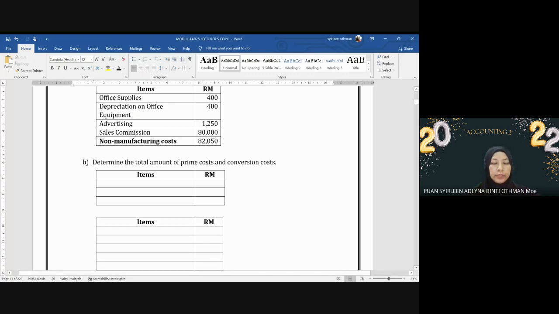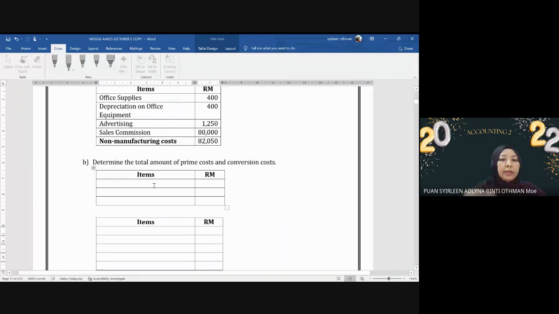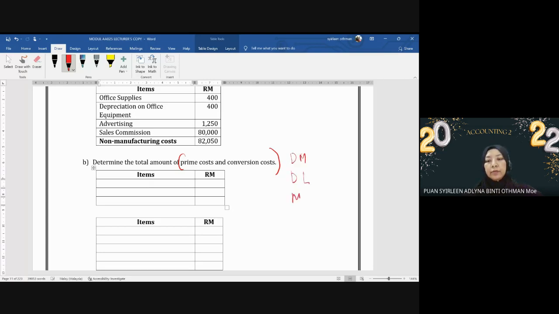Okay, next we are going to calculate the prime cost and conversion cost. Prime cost, kita tahu ada dua item dalam situ. Dua item ni berlaku di factory. Dalam factory, you ada direct material, direct labor, and manufacturing overhead. Ada 3. So direct material plus direct labor will be your prime cost, tapi direct labor plus manufacturing overhead will be your conversion cost.